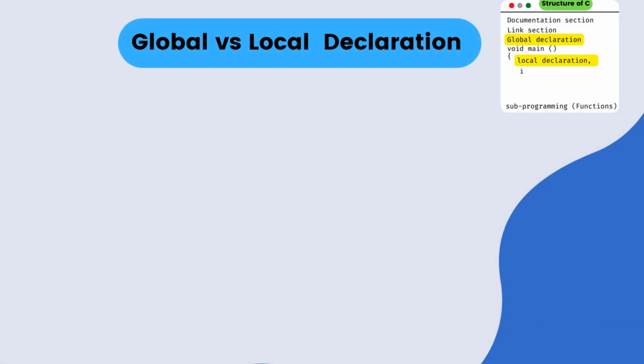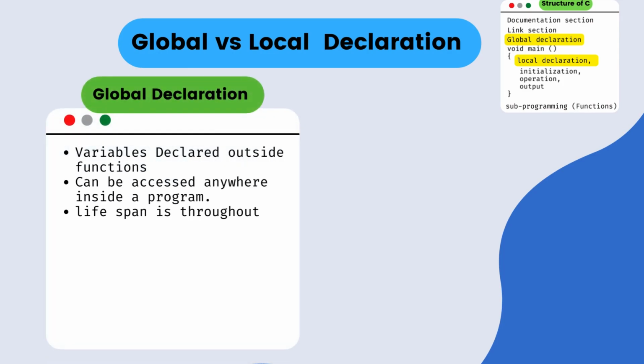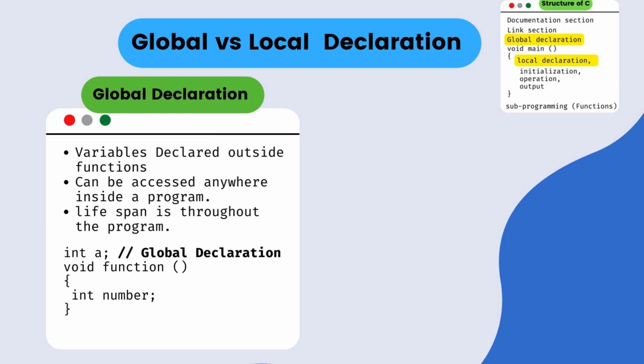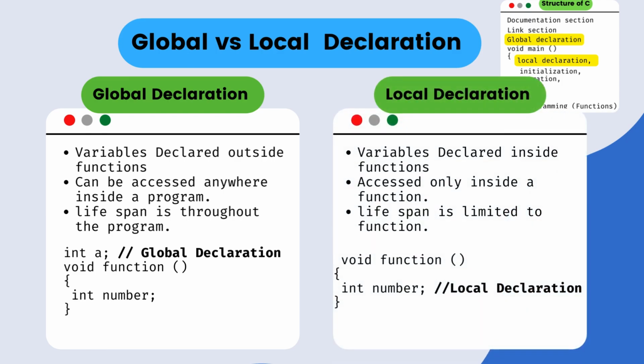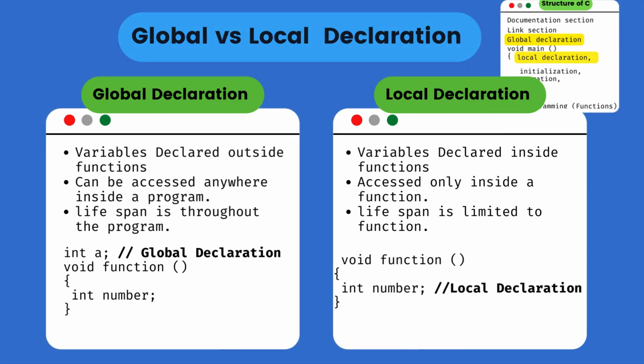Global variables are like messages that can be seen by all parts of the code. They're declared outside of specific functions and are available everywhere in the program. It's like having a big signpost that everyone can read. Local variables, on the other hand, are more like secrets locked inside specific functions. They're declared inside these functions and can only be used there. They're like private notes that only that function can read.